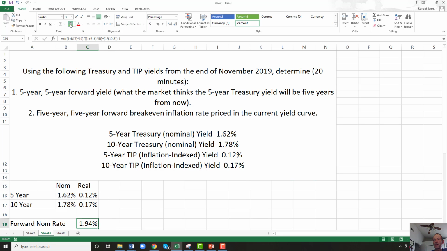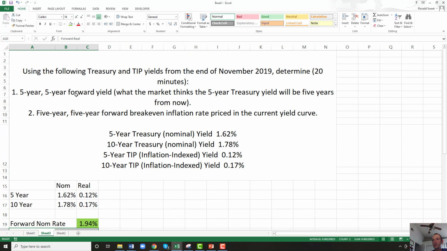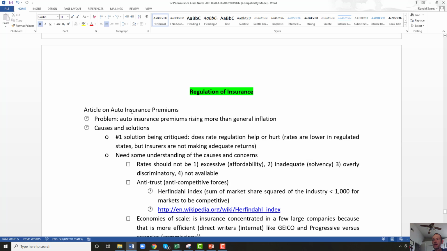That's that number right there, 1.95. And the break-even inflation number, that's that 172. I don't actually ask you for the forward real, but just know what I'm asking for, look for it here. So the 5-year forward yield, that's that 1.94. That's what we think the 5-year treasury yield will be in 5 years. And the 5-year break-even inflation rate, at 172, that's what the bond market thinks inflation will be years 6 through 10.